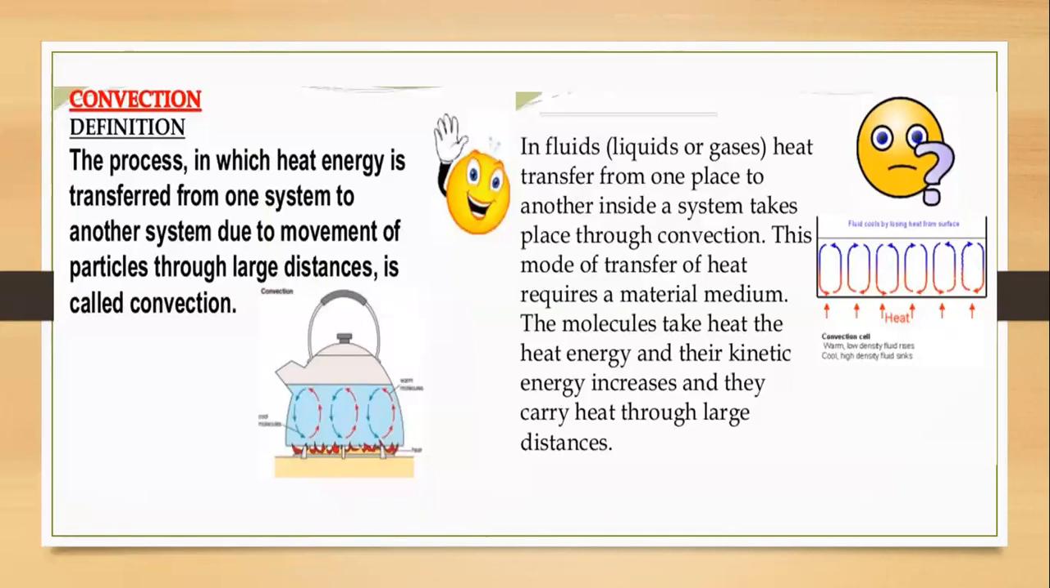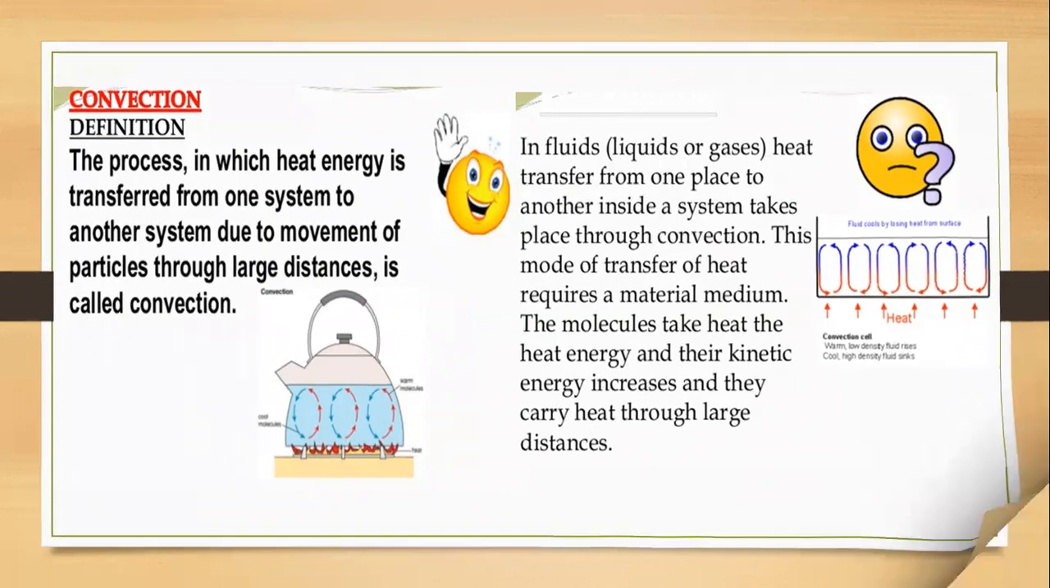So convection occurs in liquids and gases, not in solids. In solids, they cannot leave their place. So convection can only occur in the liquid and the gas medium, and together we call them fluids. So in fluids, that is liquid or gaseous, heat transfer from one place to another inside the system takes place through convection. This mode of transfer of heat requires a material medium. The molecules take the heat energy and their kinetic energy increases and they carry heat energy through the larger distance.